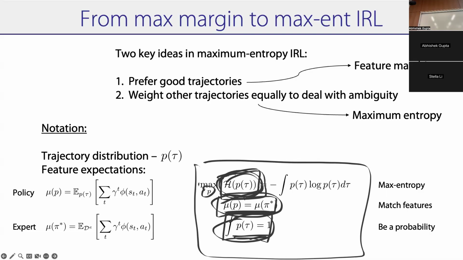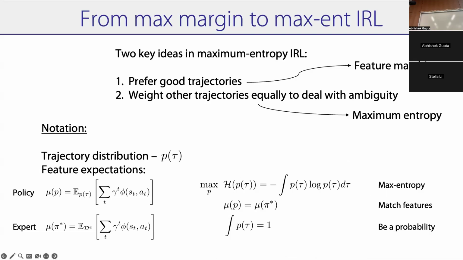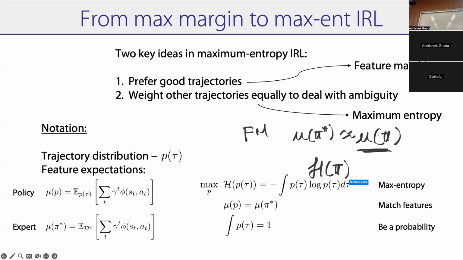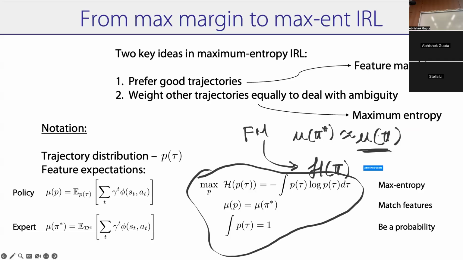So let me just recap the logic, right? The logic is, we started with feature matching, which says that if I average features for pi star, they should be similar to my current policy pi. Problem with that is there's ambiguity. And so we want to find not just something that satisfies this constraint, but maximize the entropy. Right? And it has to be a proper probability distribution. That's it. So feature matching has ambiguity, add in maxent, you get maxent IRL. This is the objective for maxent IRL.